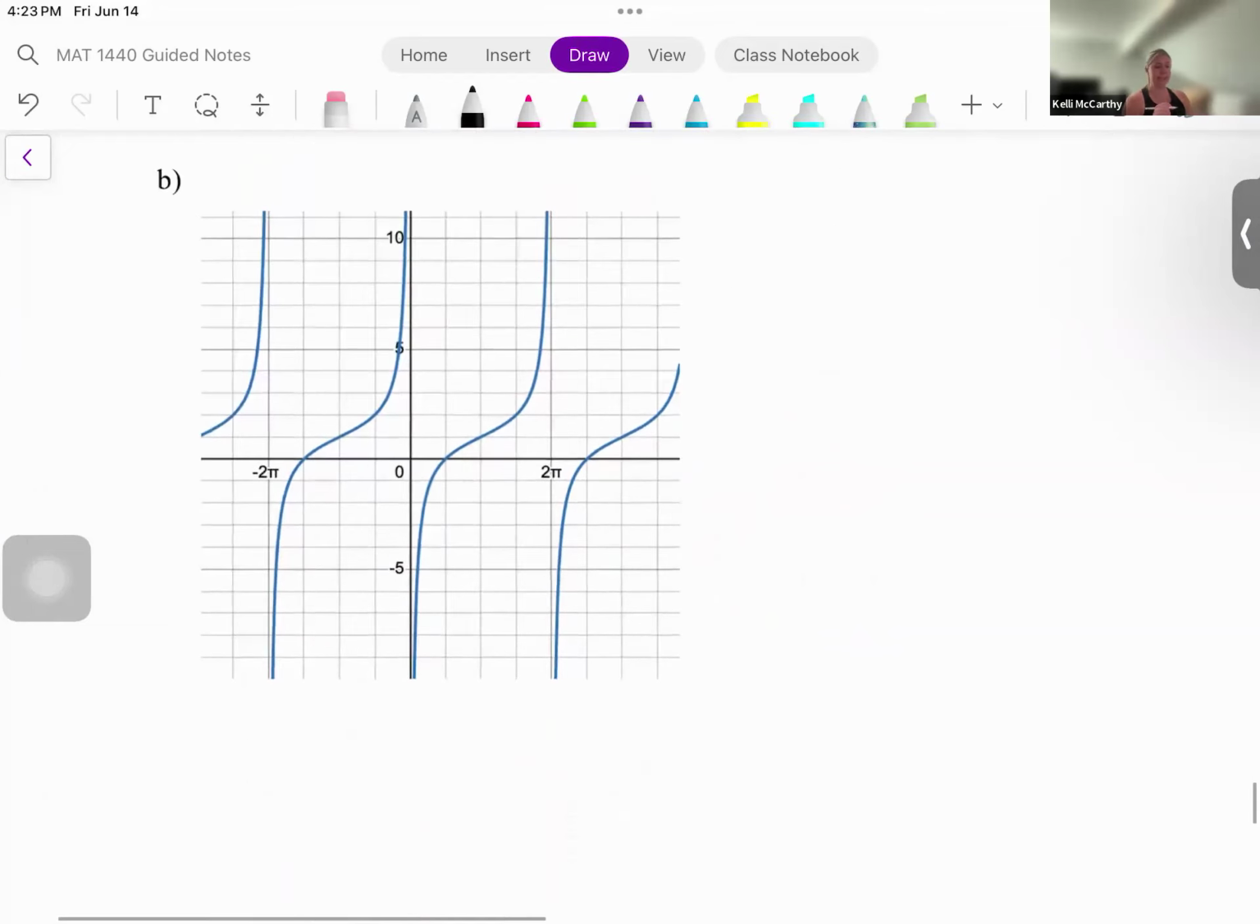All right, looking at this example, my first observation is that my graph does not intersect that 0, 0. We actually have an asymptote here at x equals 0. So I'm going to use cotangent.